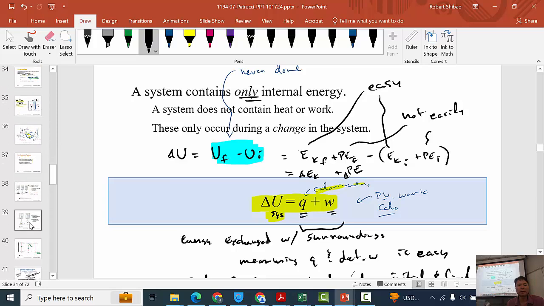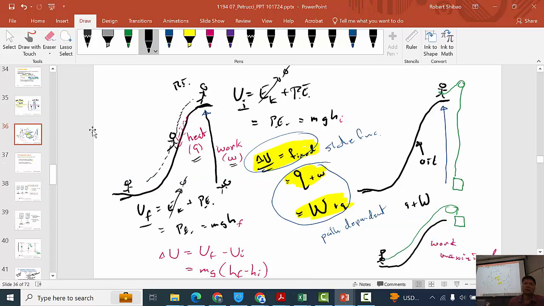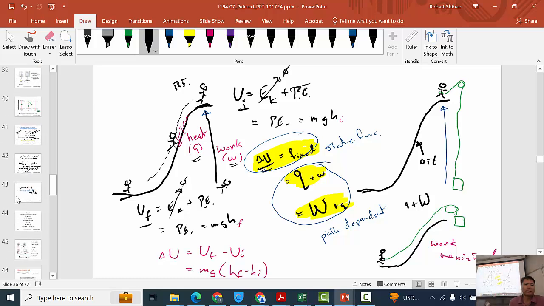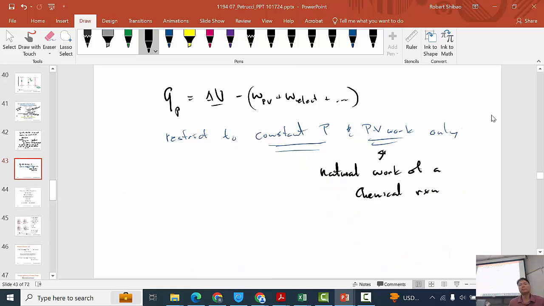Let's get back over here. And so the natural work of a chemical reaction means we have three scenarios. One, the volume increases of the system. System does work.